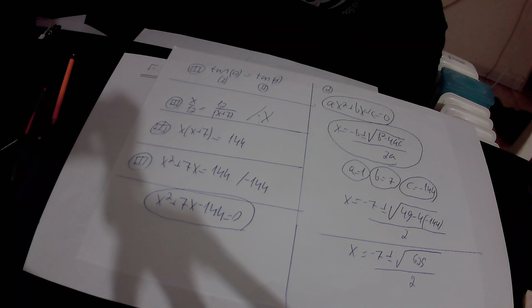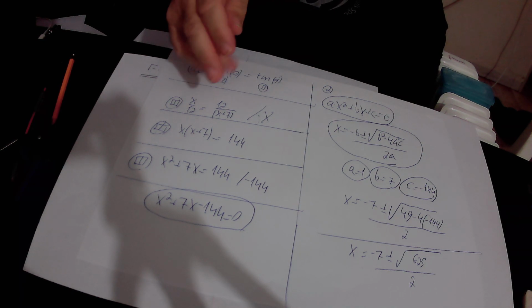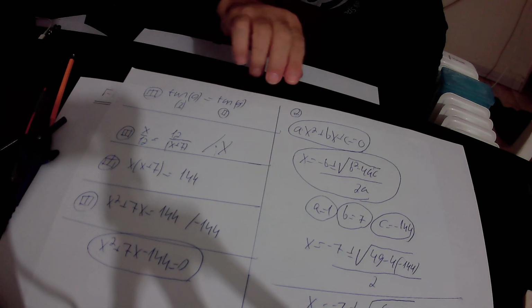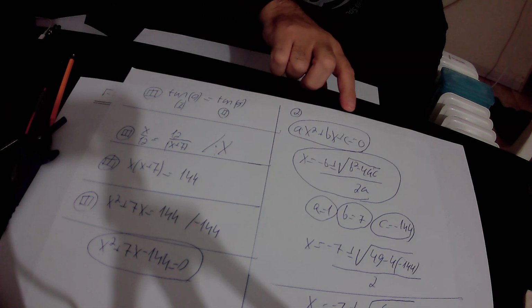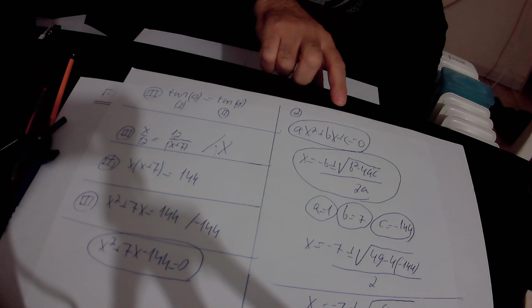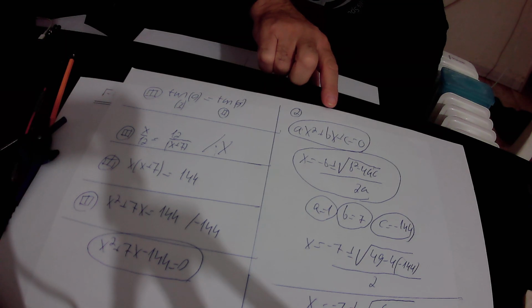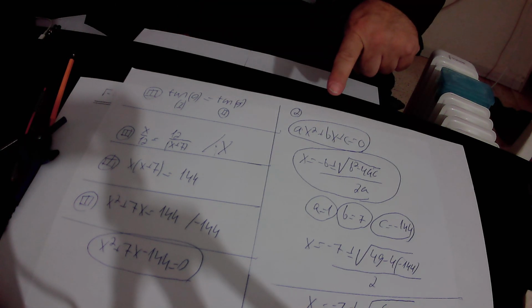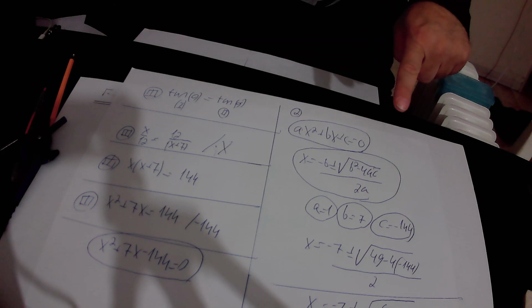So this is a quadratic equation, and the general formula for a quadratic equation is ax squared plus bx plus c equals 0. Here a, b and c are the coefficients of the general quadratic equation, and x is the variable that we are looking for. And we find the value of x according to this special formula: x equals minus b plus minus the square root of b squared minus 4ac, over 2a.